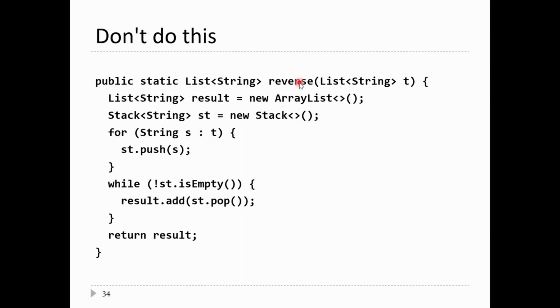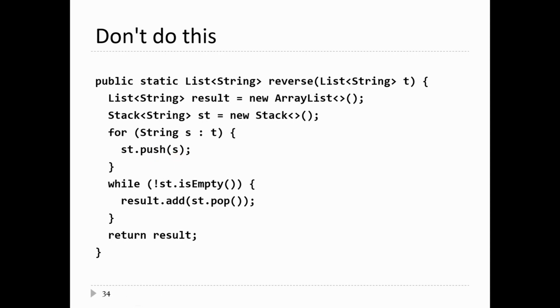So I can reverse a list. I can take in a list and return the reversed version of the list by doing the following. I'm going to make a new empty list that represents the list T in reverse. I'm going to make a new empty stack. And all I'm going to do is take the elements in the list T and push them onto the stack. So for every string S in T, push the string S onto the stack.